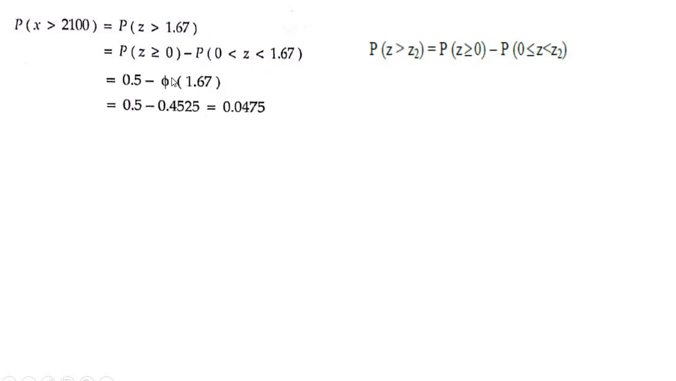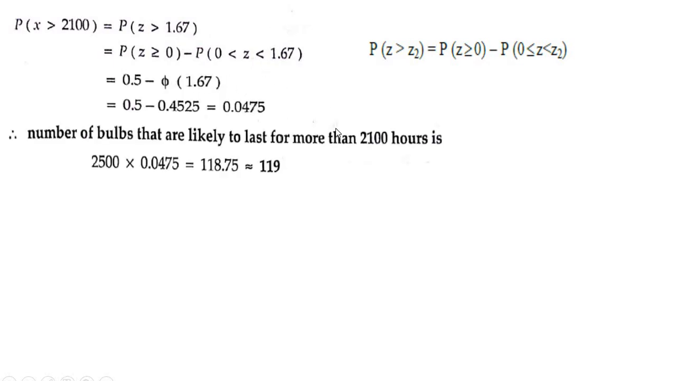So P of z greater than 1.67. Apply the property even here. Greater than 1.67 is written as P of z greater than or equal to 0 minus P of z greater than 0 less than 1.67. P of z greater than or equal to 0 is equal to 0.5. So 0.5 minus phi of z2. What is z2 here? 1.67. So find what is 1.67 using your table.